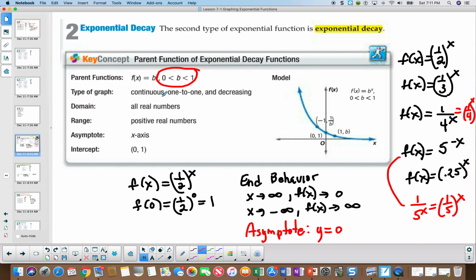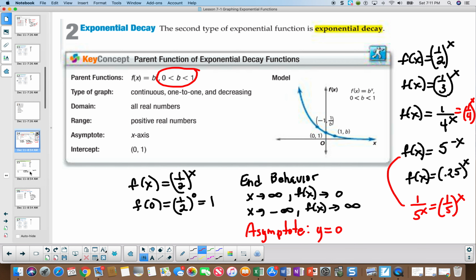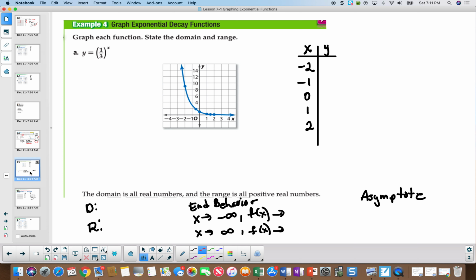Okay, in decay we're going to have a continuous one-to-one. Notice it's decreasing. That's where we get the word decay. It's going to be all real numbers, positive real numbers, and the x-axis is going to be an asymptote, and we're still going to have this asymptotic behavior here. All right, let's go ahead and practice.